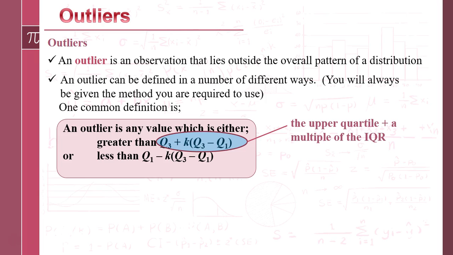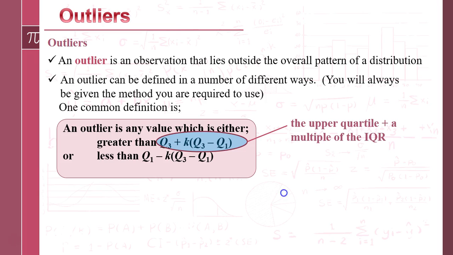That would be for a piece of data that's higher than the overall pattern of the distribution. And then the bit down here is the same thing but working below the lower quartile: Q1, the lower quartile, take off a multiple of the interquartile range. Anything above or below that value is still a genuine observation within our data set, but it's statistically different to the rest of the data. It's outside the overall pattern of the distribution. So that's a definition that works off medians and quartiles.